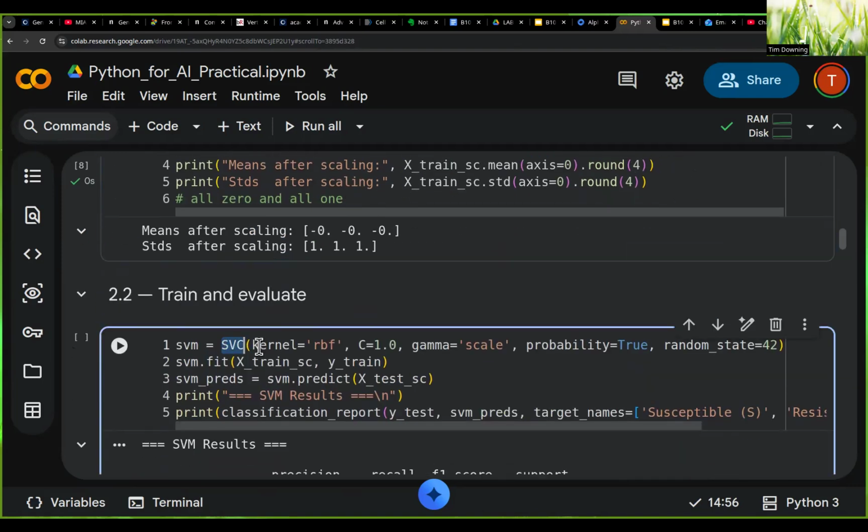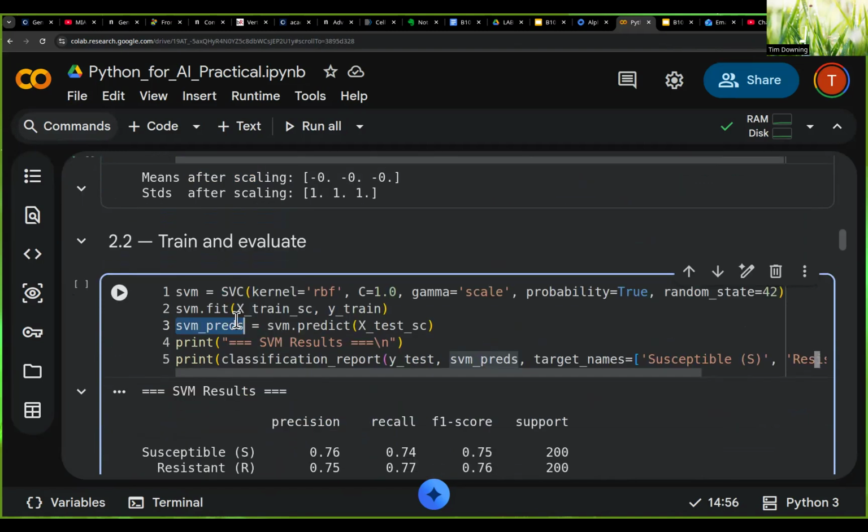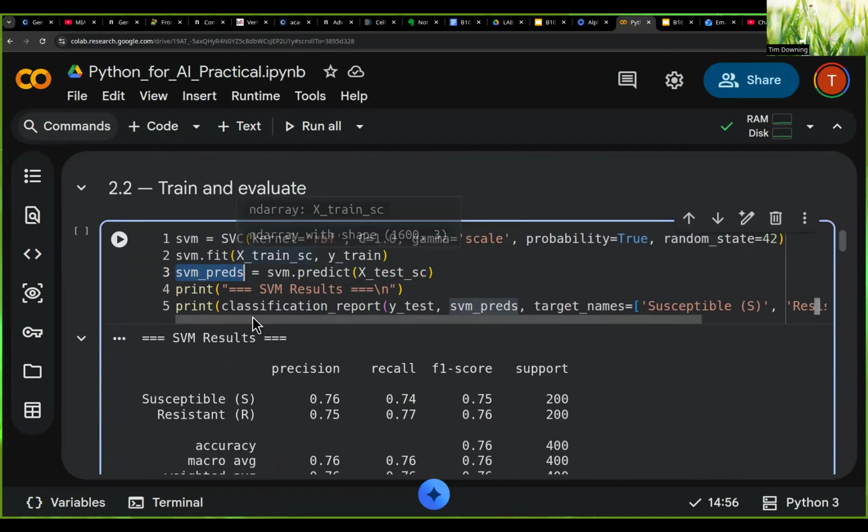So what we're using is the function SVC. We're using a nonlinear kernel. The C margin is set to 1. The gamma parameter is set to scale. And we've got a random seed specified there. What we're doing is comparing the fit of the training data versus our Y-train we had from before, getting the predictions from that, and then printing that out.